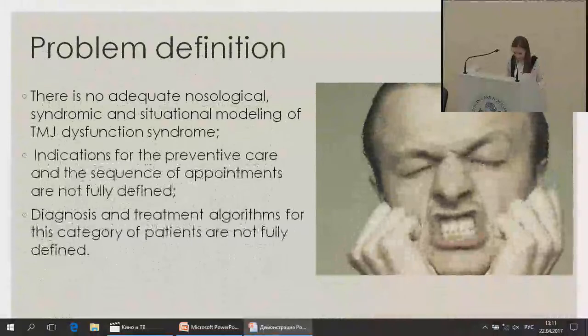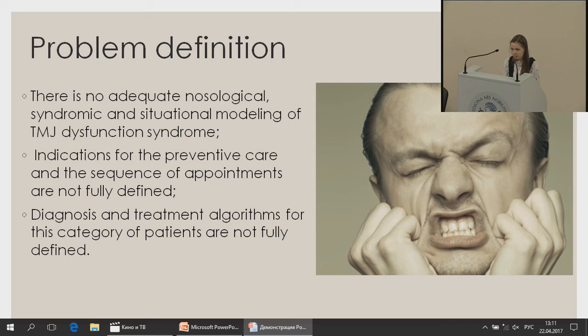TMD is a widespread problem which affects about 90% of the population. But it's still a dilemma for the dentist how to recognize this pathology. And there is no adequate nosological, syndromatic and situational modeling of TMD. Also, there is no standard sequence of appointments which can be used for the treatment.